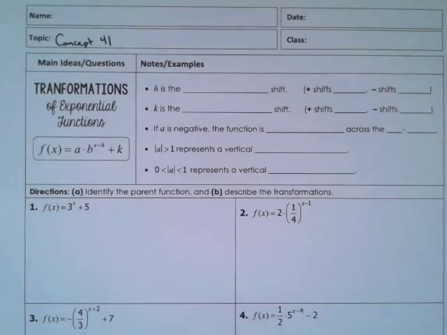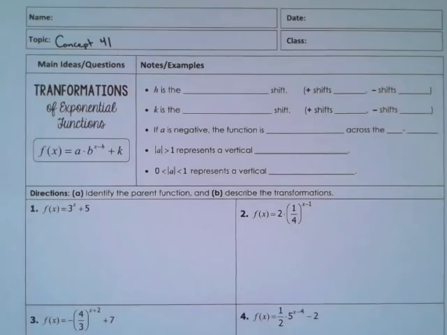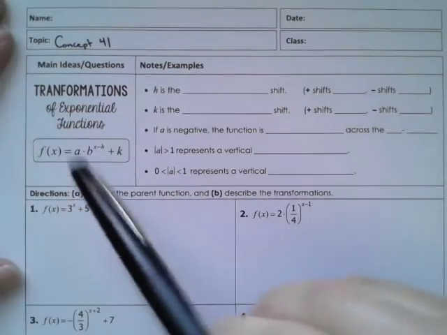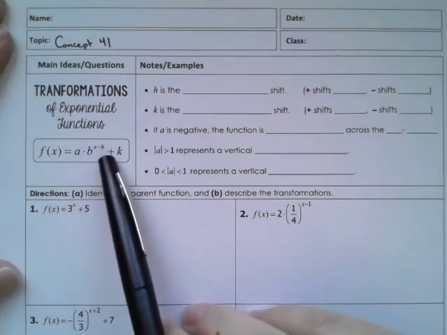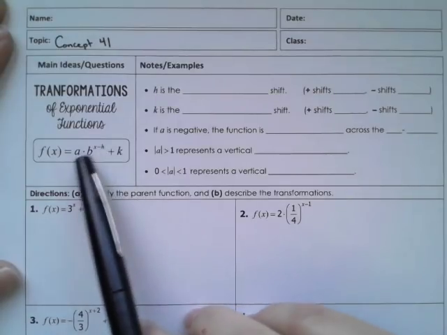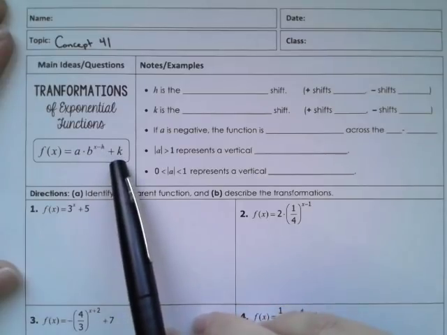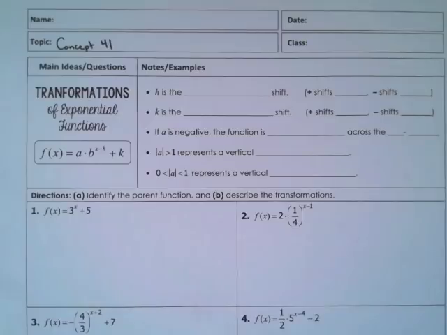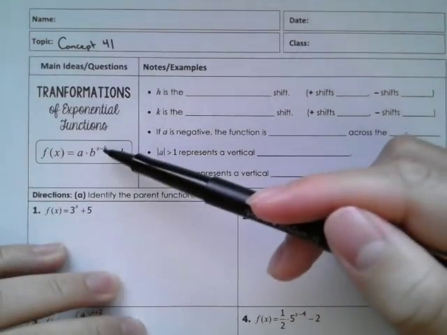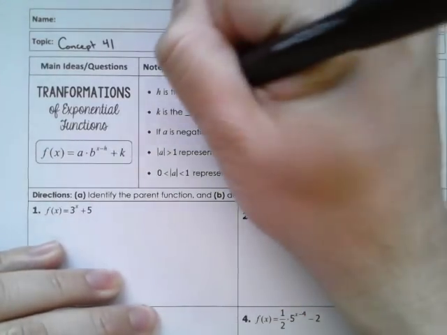Okay, in this next part of Concept 41, we'll be talking about transformations of exponential functions. The base form is f of x is equal to a times b to the x minus h plus k. Some of these values should seem familiar because we've seen them before when we were talking transformations of quadratics, absolute value functions, and our root functions, and they work the same way here. Okay, h here is our horizontal shift.